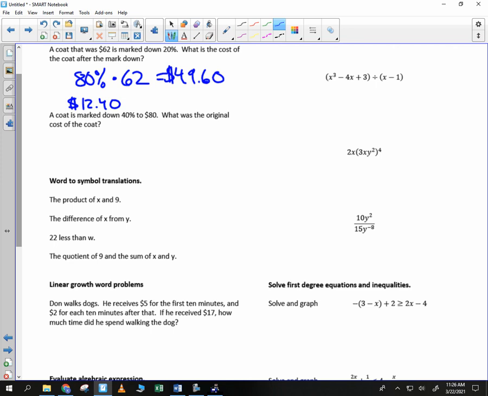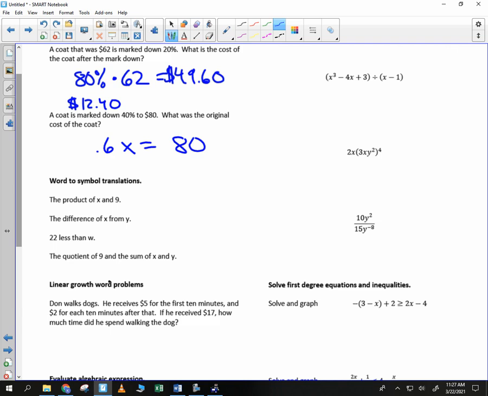A coat is marked down 40% to $80. So what was the original cost of the coat? A little bit different situation. I like to try to set up an equation. If it's marked down 40%, what percent remains? So 60%, so 0.6 times the original price is equal to $80. You see my equation? 60% of the original price is equal to 80.